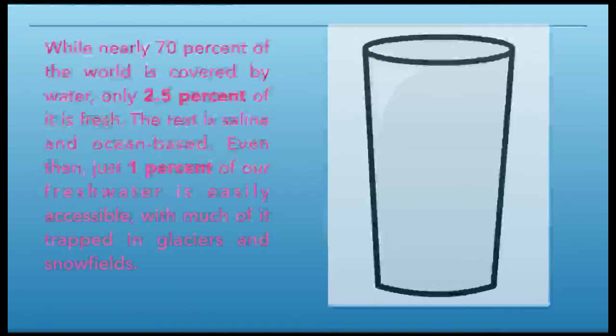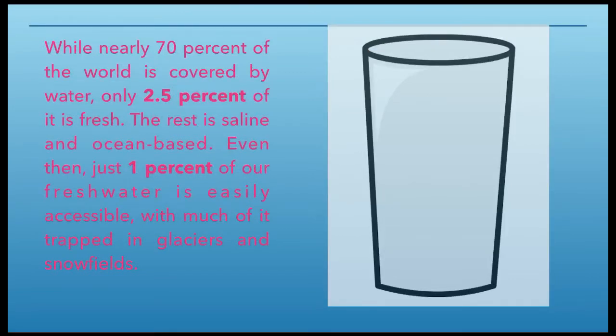While nearly 70% of the world is covered by water, only 2.5% of it is fresh. The rest is saline and ocean-based. Even then, just 1% of our fresh water is easily accessible, with much of it trapped in glaciers and slopes.